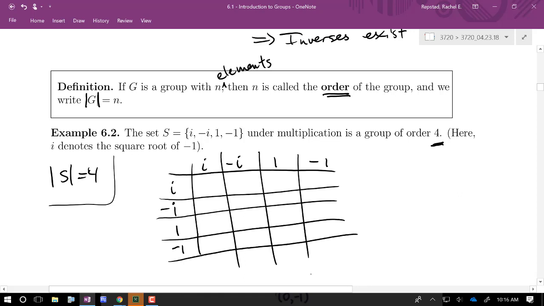We can check closure just by filling in this table. So i times i is -1, that's in the group. i times -i is +1, and that's in the group. i times -1 is -i, and that's in the group. And for some reason I skipped i times 1, and of course that's +i. You'll get the same 4 elements that repeat themselves in different orders in this table. You could fill in the whole table, and this would demonstrate closure.